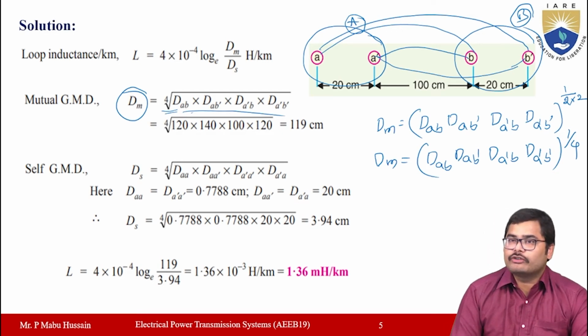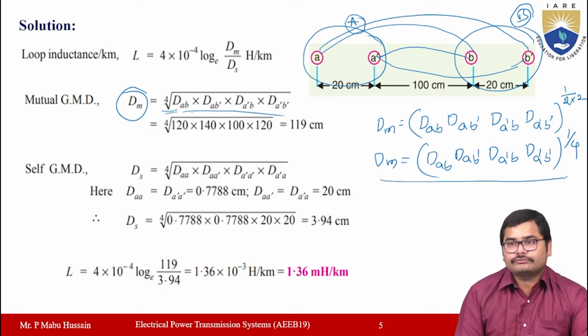So while calculating mutual GMD, you have to take all the possible mutual distances, right? You have to take the product of all the possible mutual distances and whole to the power of 1 by the total number of conductors in phase A times the total number of conductors in phase B. You have to take the multiplication. Okay, so this is the equation, right?